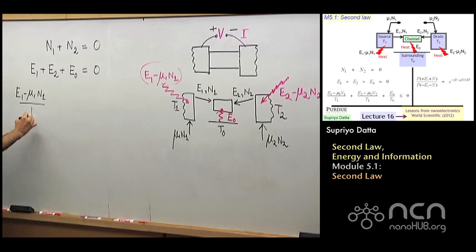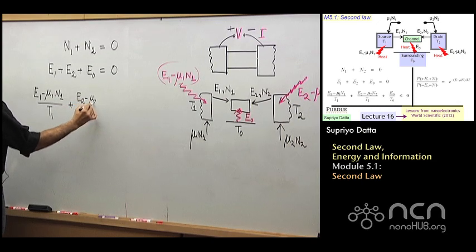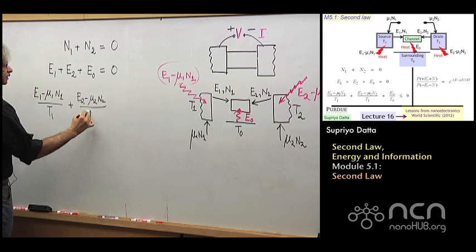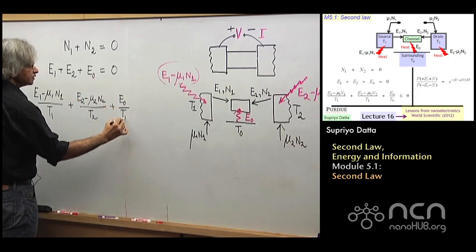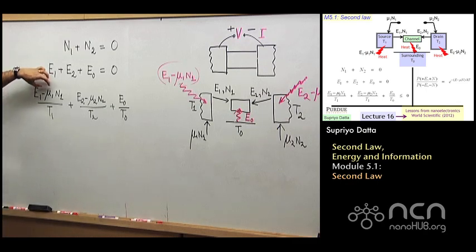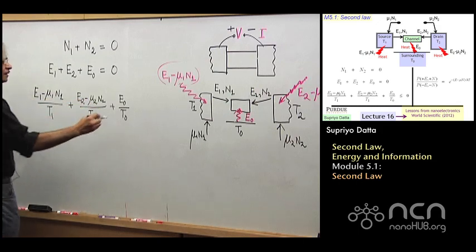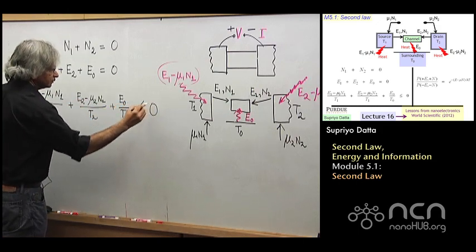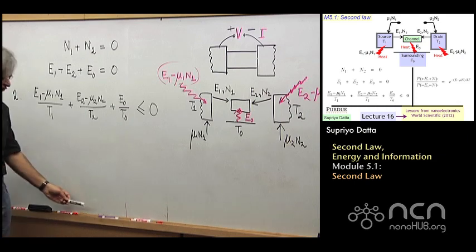Then this divided by T1, plus E2 minus mu2 N2 divided by T2, plus E0 divided by T0. So this is the heat taken in from 1, from 2, and from this intermediate region, that's the E0 over T0. All that must be less than or equal to 0. And this is the second law of thermodynamics, you see. And this is what we want to talk a little more about and understand where it comes from.